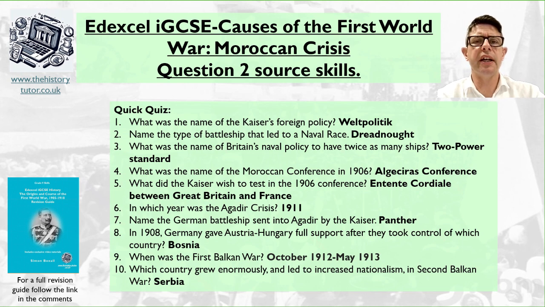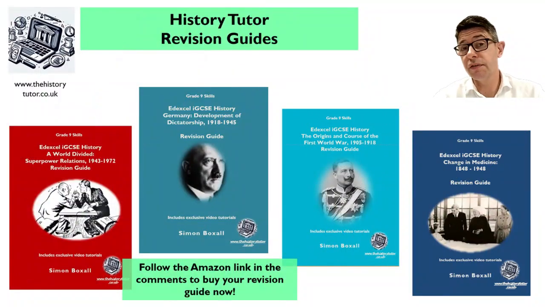So now we've got the Balkan nationalism emerging and how that's going to threaten events in the region as Serbia becomes more powerful and maybe start to threaten Austria-Hungary. And which country grew enormously and led to increased nationalism in the Second Balkan War? So Serbia. And of course, they were the largest nation now in the region, and they wanted to protect the Balkans against Austro-Hungarian aggression.